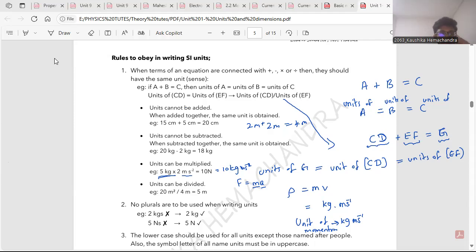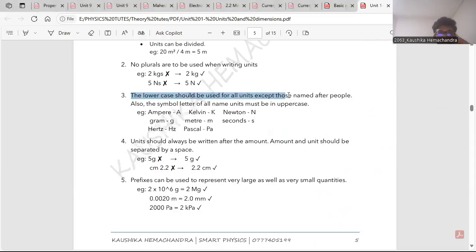Third one, the lowercase should be used for all units except those named after people. Again, what do we write? Newton, capital N. Why? Because a person's name, that's just English, right? When we write a person's name, we write the first letter in capital, even in the middle of a sentence. So Pascal, Faraday, capital F, Pascal, P should be capital.